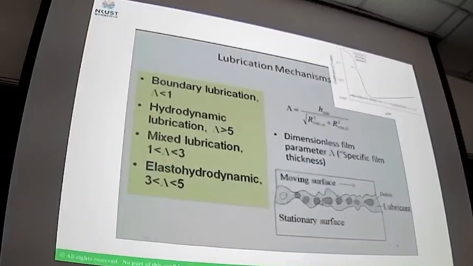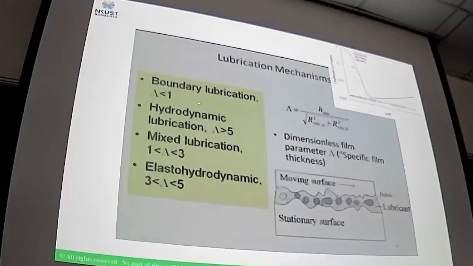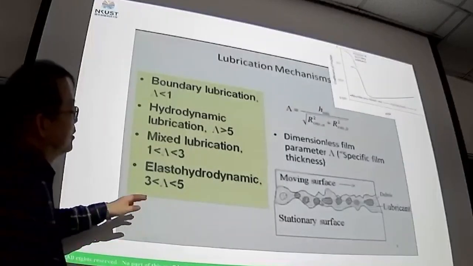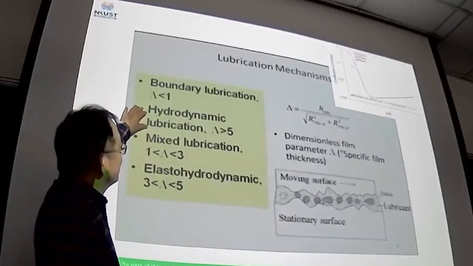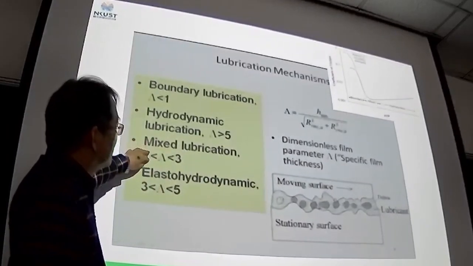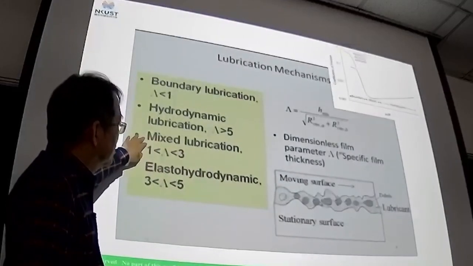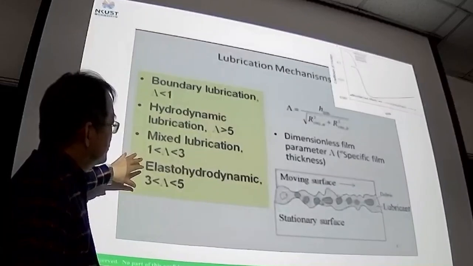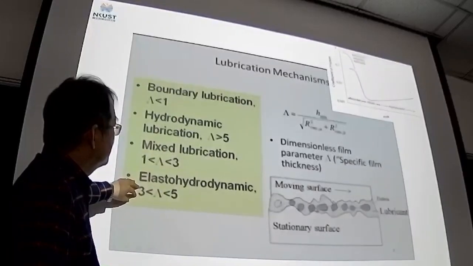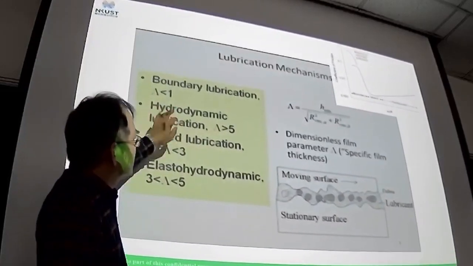So if lambda is smaller than 1, it's called boundary lubrication. If lambda is greater than 5, it's called hydrodynamic lubrication. So the second category is lambda between 1 and 3, called mixed lubrication. For electrohydrodynamic lubrication, lambda is between 3 and 5. For lambda greater than 5, it is called hydrodynamic lubrication.